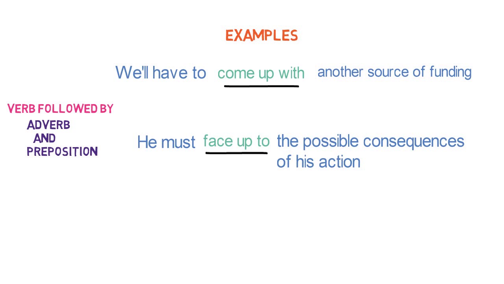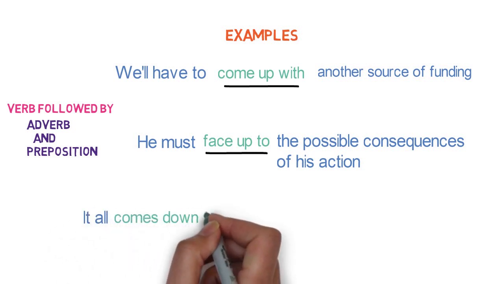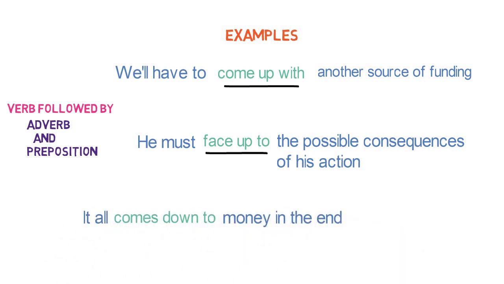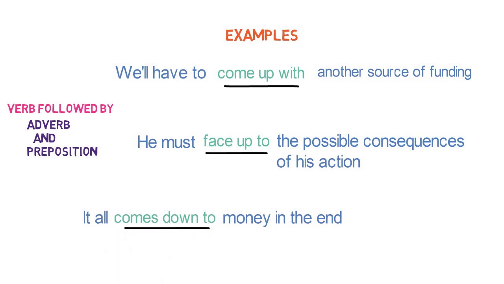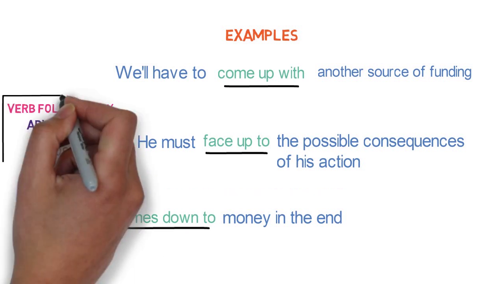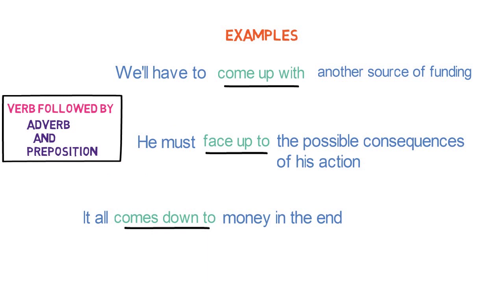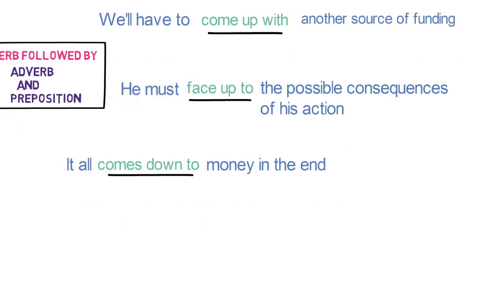Let's look into the last example of a phrasal verb containing an adverb and preposition. It all comes down to money in the end. Here, comes down to is a phrasal verb having a combination of verb, adverb and preposition. All these are the examples of phrasal verbs having an adverb and preposition. So that's all about phrasal verbs.